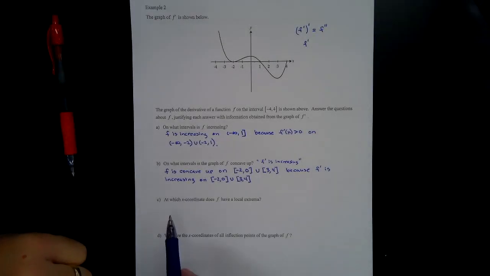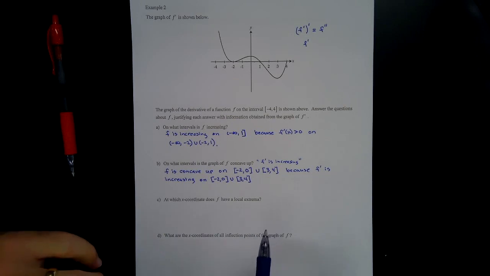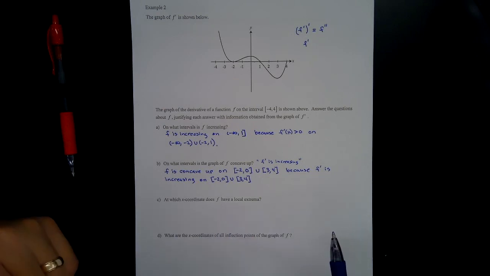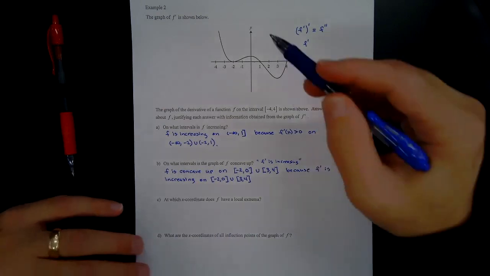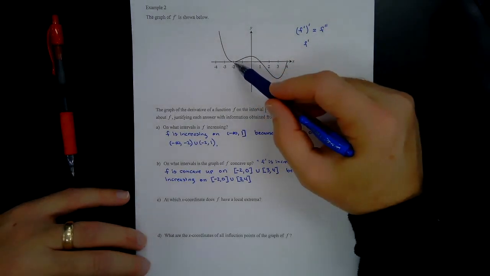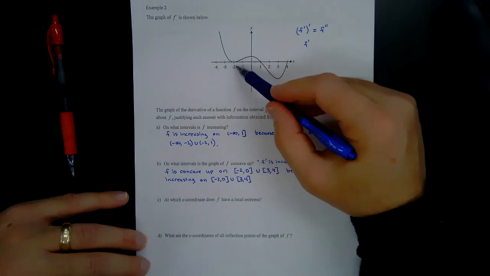So for part C, at which x coordinate does f have a local extrema? So that's local min and local maximum. All right, so we want to see where does f prime change signs, right? That's the first derivative test. Where does it change signs? Well, it's positive before -2, it's 0 at -2, then it's positive after that. So that's not a relative extrema.